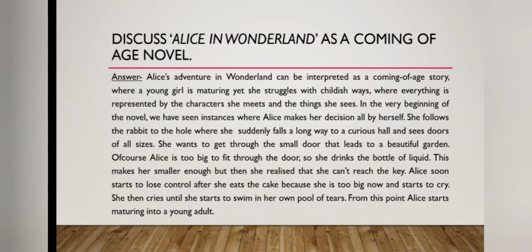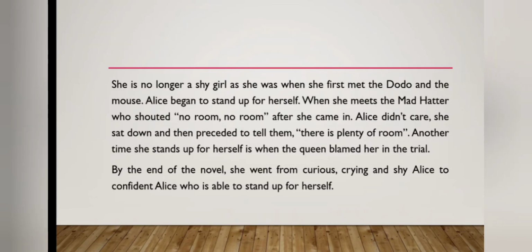From this point, Alice starts maturing into a young adult. She is no longer a shy girl as she was when she first met the dodo and the mouse. Alice began to stand up for herself. When she met the Mad Hatter, who shouted, "No room, no room," after she came in, Alice didn't care. She sat down and then proceeded to say, "There is plenty of room."